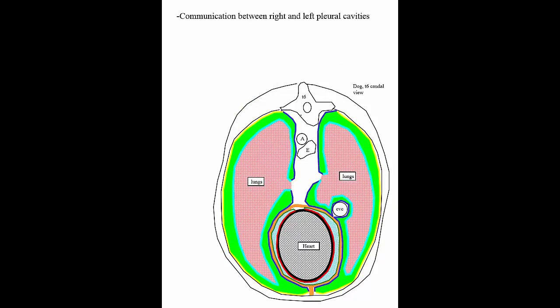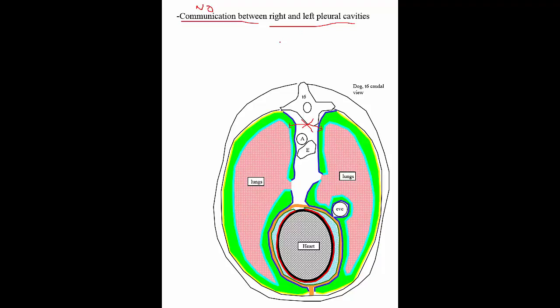A couple other important points about the pleural cavities. By default in us, there is no communication between the right and left pleural cavities. This green space is the pleural cavity. You can look at this diagram and see that because the mediastinum is complete, there is no communication between the right and left pleural cavities. This is true in us.